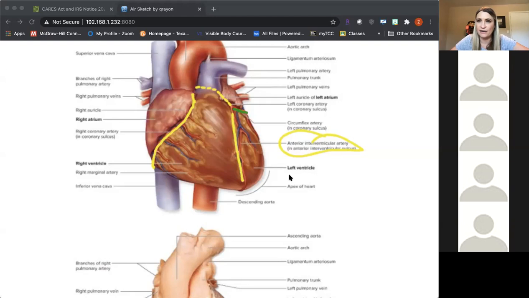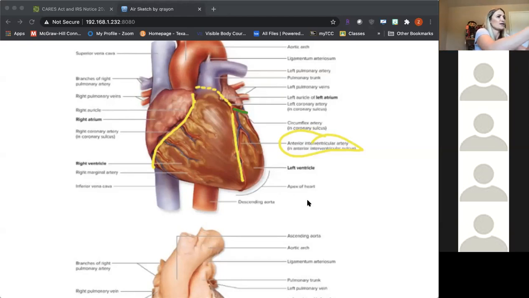It comes from the left coronary artery. So the anterior interventricular artery is a branch of the left coronary artery. Another branch of the left coronary artery is the circumflex artery, as we've already said. And that's that for the anterior interventricular sulcus.